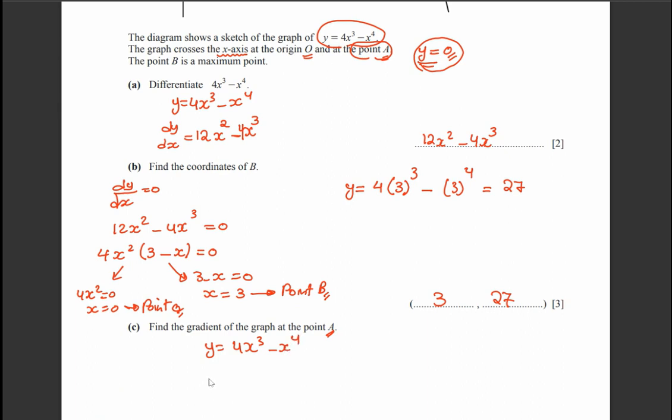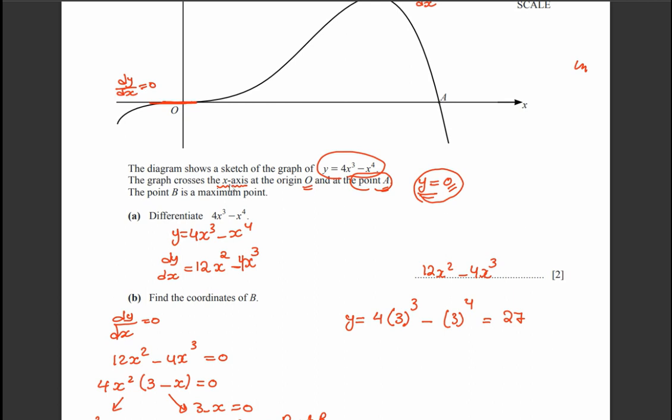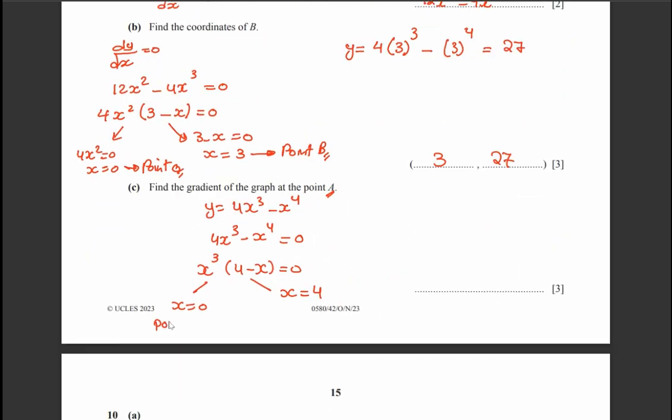Minus x power 4. So 4x power 3 minus x power 4 will be equal to 0. Then take a common factor to solve for x. x power 3 (4 minus x) equals 0. So either x power 3 equals 0, which is x equals 0, or 4 minus x equals 0, so x equals 4. As we see here, the graph intersects with the x-axis at 2 points, O and A.